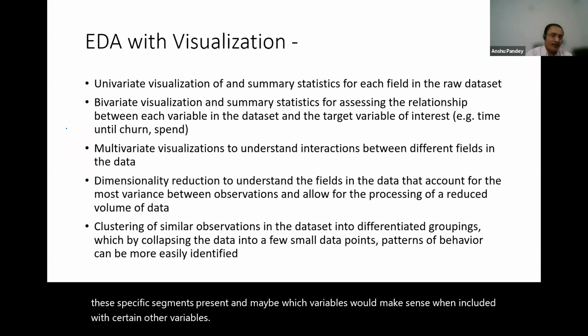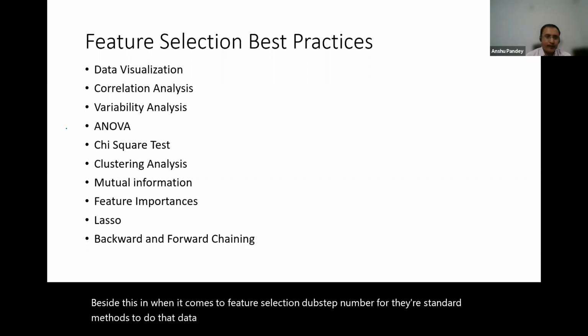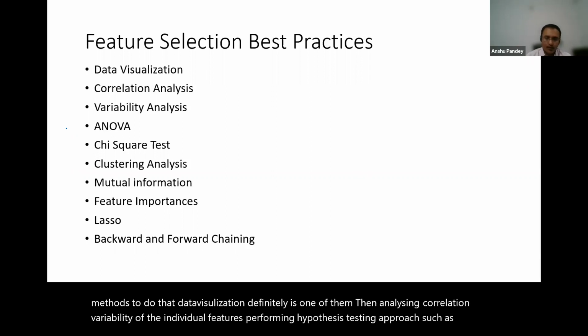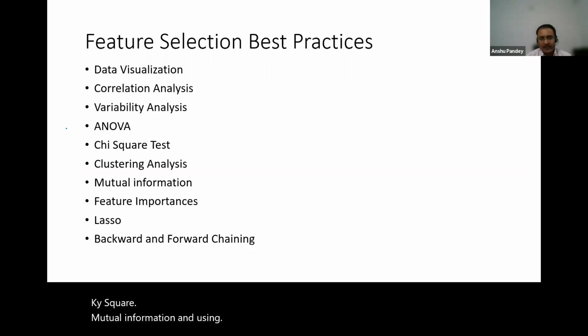Besides this, when it comes to feature selection, the step number 4, there are standard methods to do that. Data visualization definitely is one of them. Then analyzing correlation, variability of the individual features, performing hypothesis testing approaches such as ANOVA, chi-square, mutual information, and using built-in ML methods such as regularization and forward backward chaining are the specific approaches to perform better feature selection.